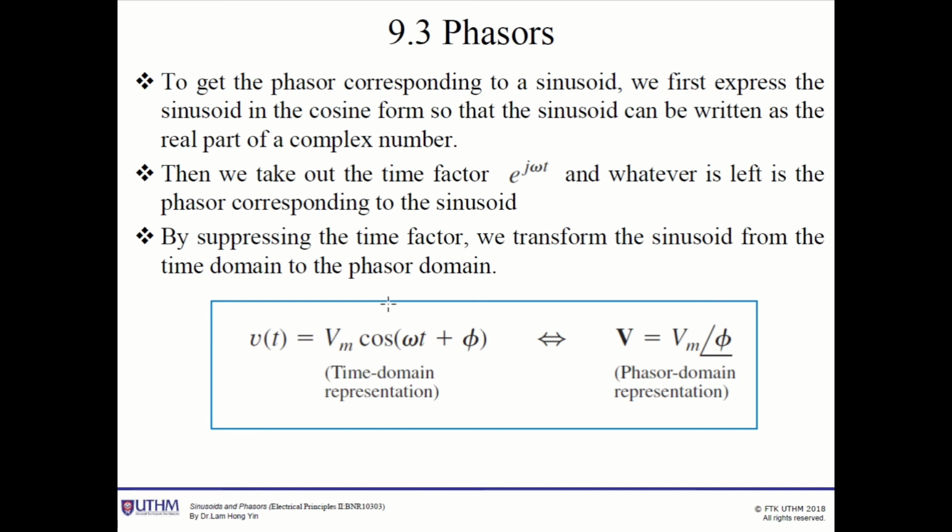So this is the equation for the sinusoid. We call it time domain representation. To convert to the phasor domain representation, we just remove the time factor. The parameters that are left are Vm and also the phi here. So this is represented as the phasor domain.